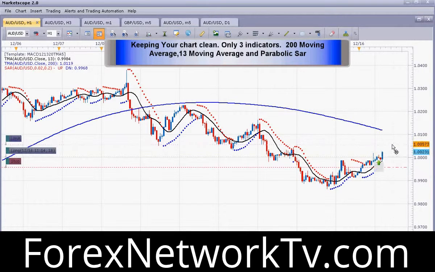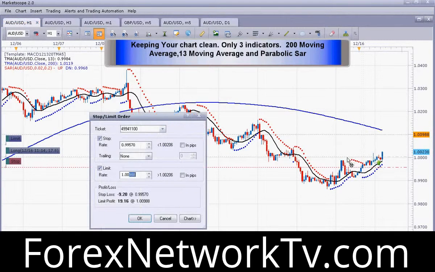Okay, so that's a great setup. If price is below the 200 moving average, you're looking to sell. If price is above the 200 moving average, you are looking to buy. But you can also counter trend trade, because it usually takes a couple of hours for the trend to be complete.